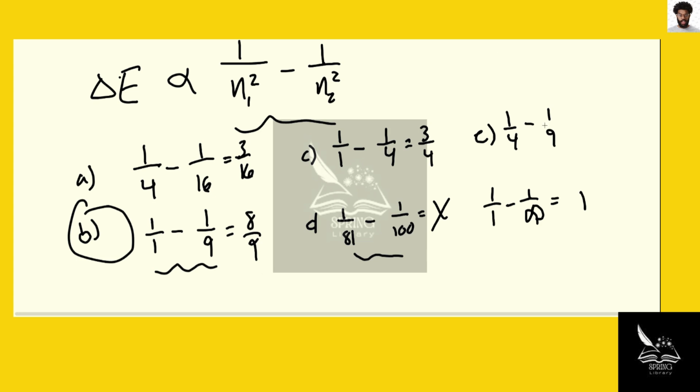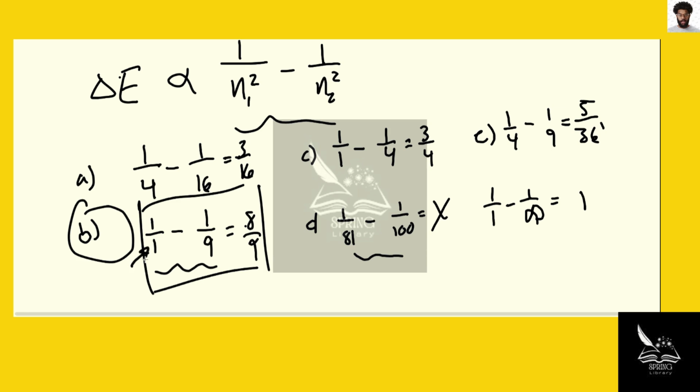So next we've got common denominator of 36, I suppose. So 9/36 minus 4/36 is 5/36. Right. And as predicted, yeah, this is going to be the biggest energy change.